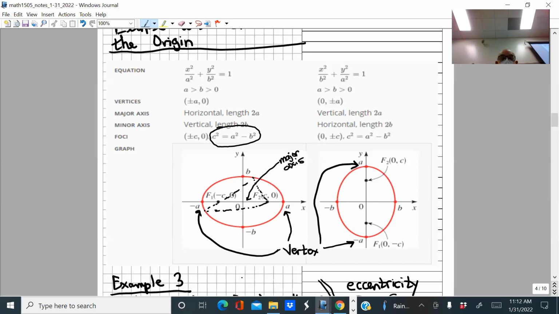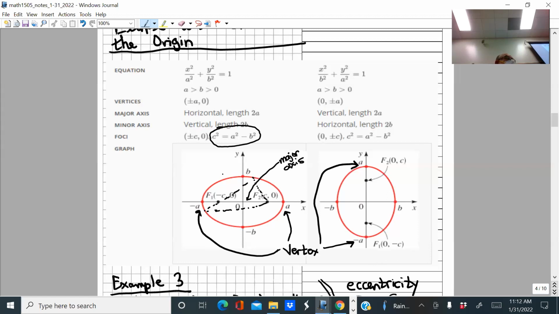Oh, by the way, if you're standing at this focus and you shine a light beam at the edge of the ellipse, it will bounce off down to this focal point. If you're here and shine the light here, it will be reflected to this focal point. That's a useful physical property of an ellipse.